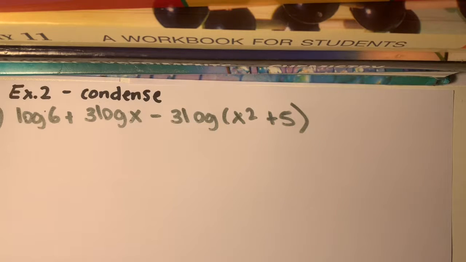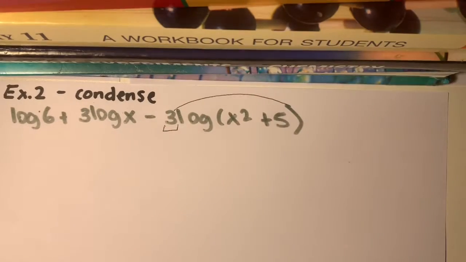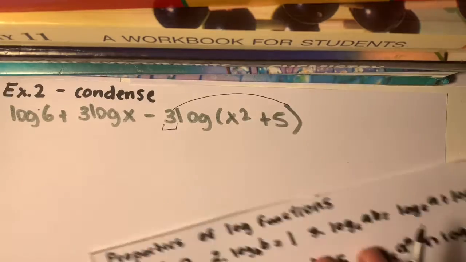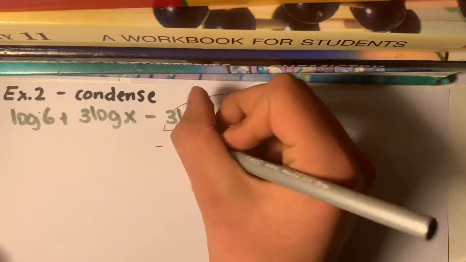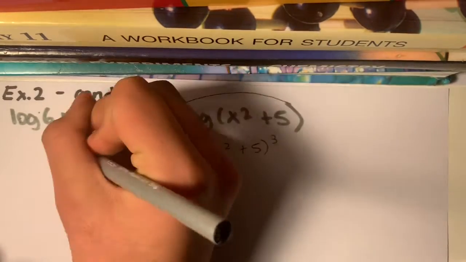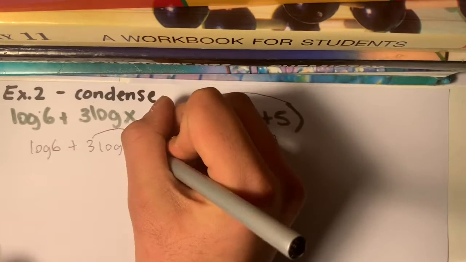My next question is going to be about condensing. Condensing is the opposite of expanding. You're going to be making it smaller. The first step is I notice that there's a 3 in front of this log, so I'm going to be moving it back up. Using rule number 5, the exponent's over here, I can move it to the front. So it's going to equal minus log (x squared plus 5) to the power of 3 at the top, and it's going to be 3 log x plus log 6. I'm also going to do the same thing over here, transferring the 3 to the x.